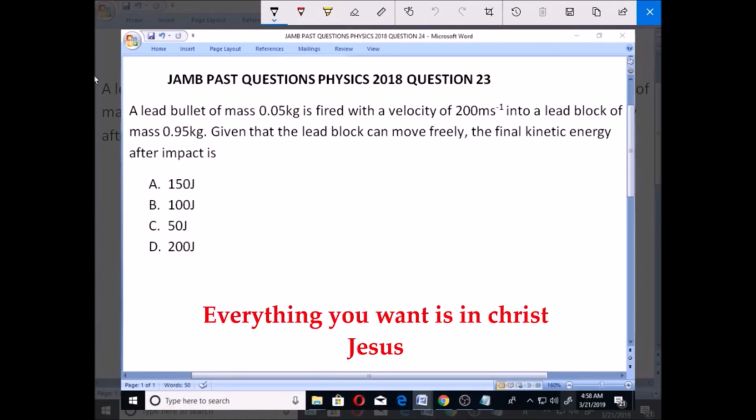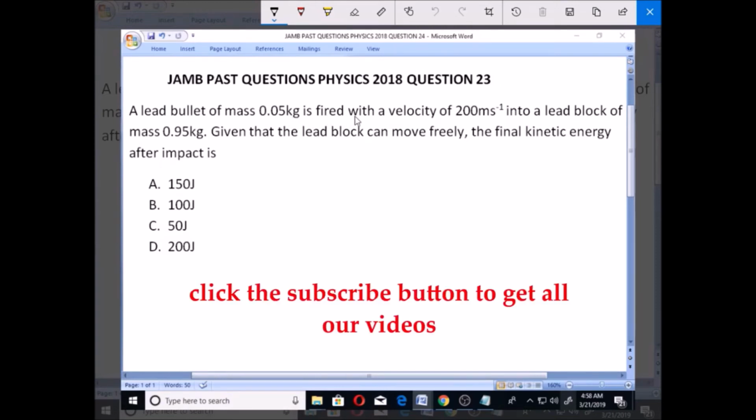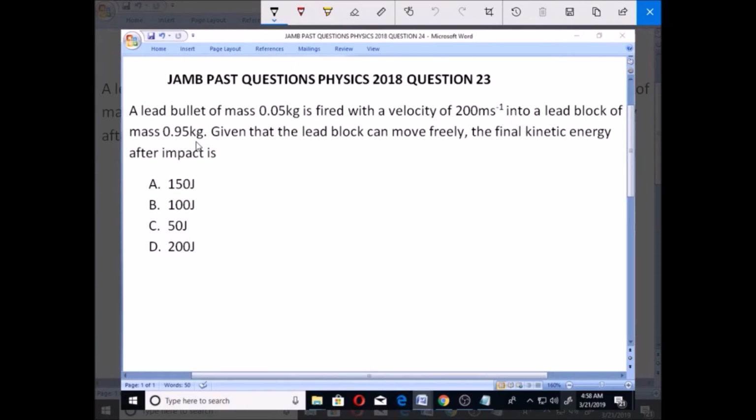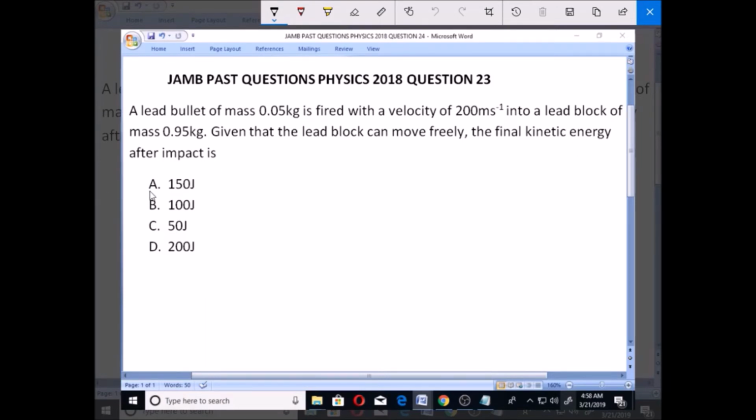Let's look at this JAMB past question, Physics 2018. Question number 23. A lead bullet of mass 0.05 kilogram is fired with a velocity of 200 meters per second into a lead block of mass 0.95 kilogram. Given that the lead block can move freely, the final kinetic energy after impact is A. 150 joules, B. 100 joules, C. 50 joules, D. 200 joules.